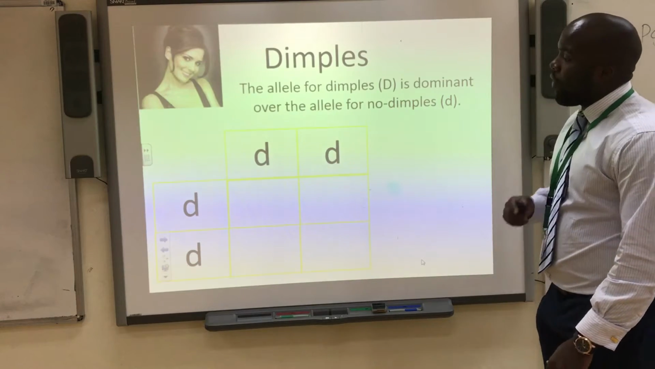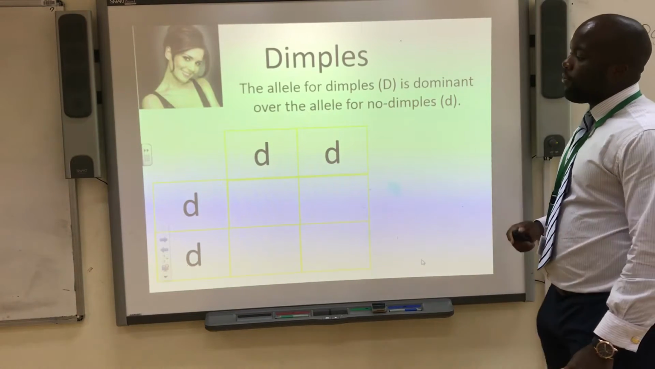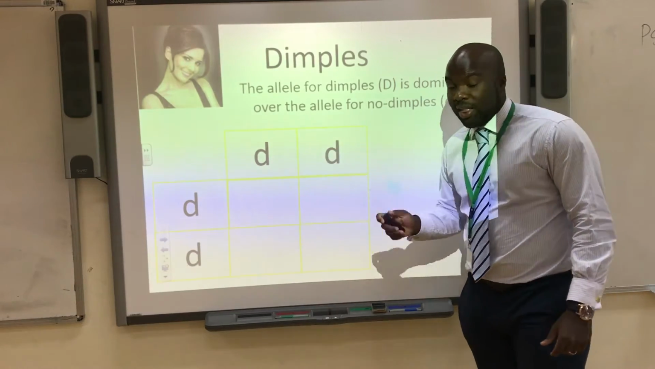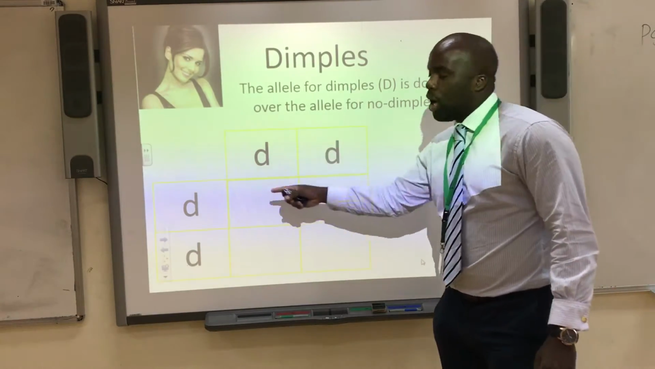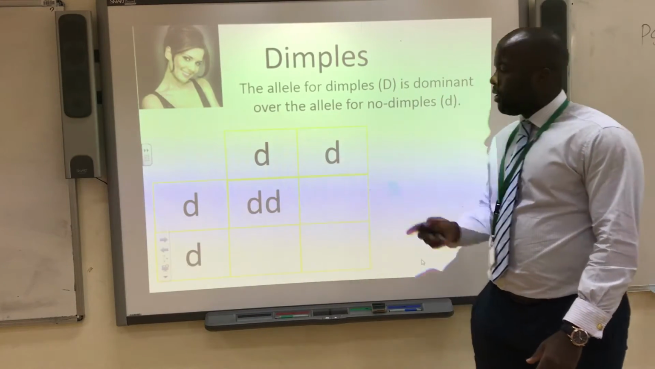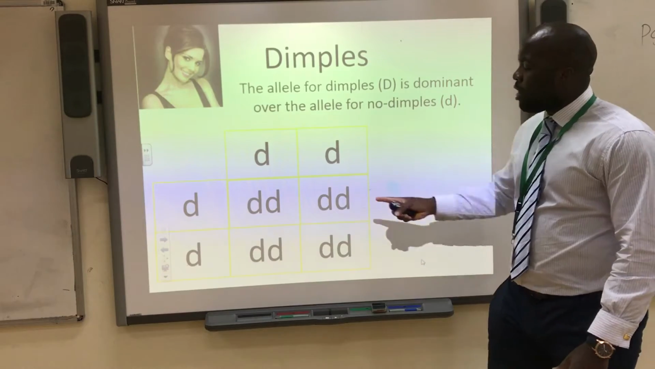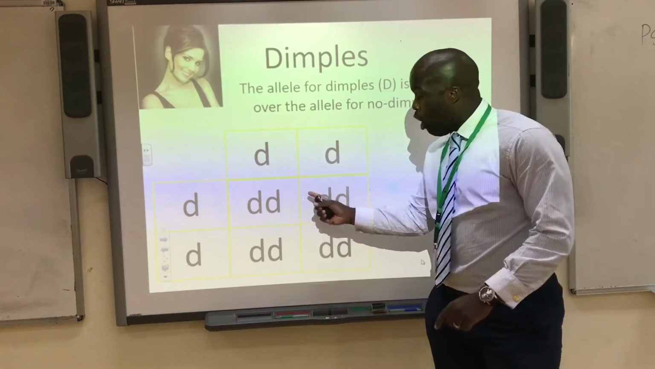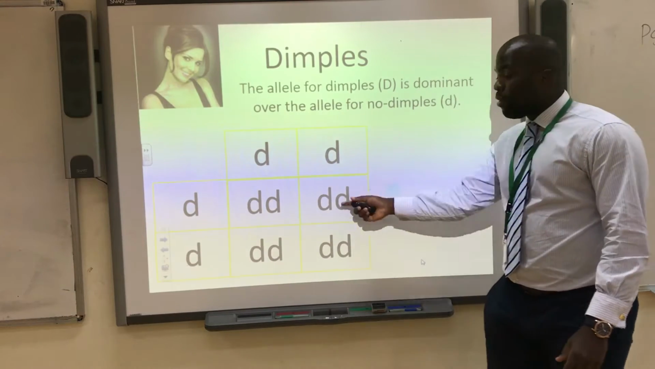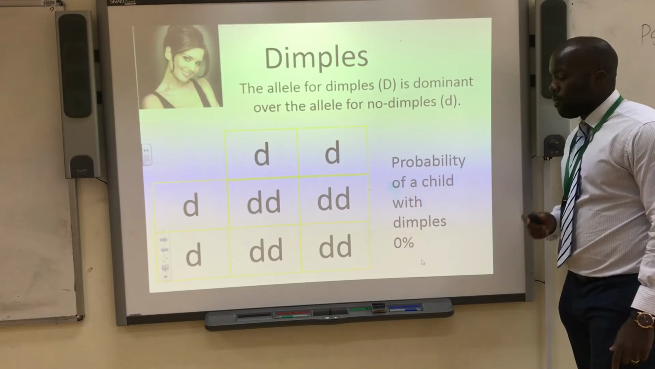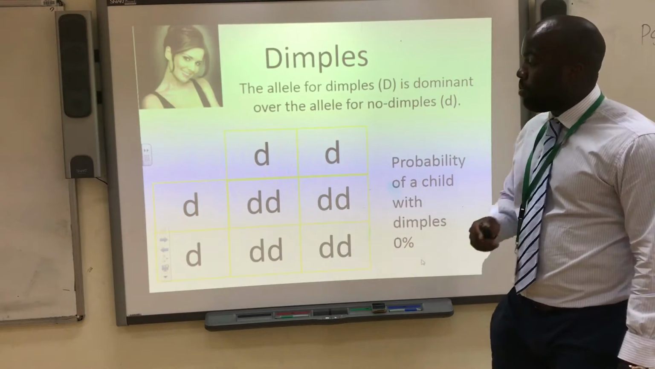100%. Alright, so let's look at a different couple now. This couple are both homozygous recessive, and therefore if we were to match up their alleles, what you would notice is all of these cases are homozygous recessive. Homo because they are the same, recessive because they are now lowercase, you can see. So this couple has a 0% probability of having a child with dimples.